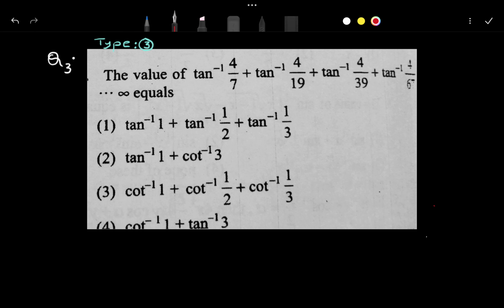The given question is tan inverse of 4 by 7 plus tan inverse of 4 by 19 plus tan inverse of 4 by 67 plus and so on to infinity. So that means it is the sum of infinite terms. Sum of infinite terms means what we discussed in the last video: first you have to find the sum of the n terms.